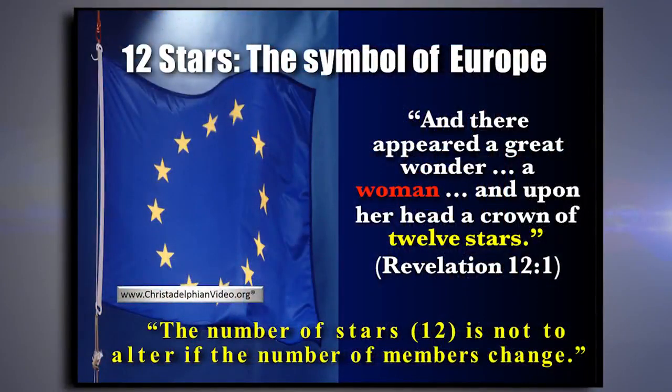There's 12 stars that denote the European Union. And when you go right across Europe, you see these flags. You don't see any in Britain, actually, but as you cross through the continent of Europe, in every city you see these 12 stars. But there's 27, 28 countries in Europe, so it doesn't really portray the European Union. Revelation 12 verse 1 says, "And there appeared a great wonder, a woman, and upon her head a crown of 12 stars." And this is what the European Union has said. The number of stars are 12, and it's not going to alter if the number of member states change. So irrespective, it could be 27, 26, 30, 40, 50, it will always be described as 12 stars.